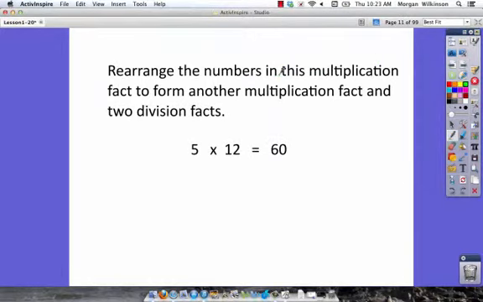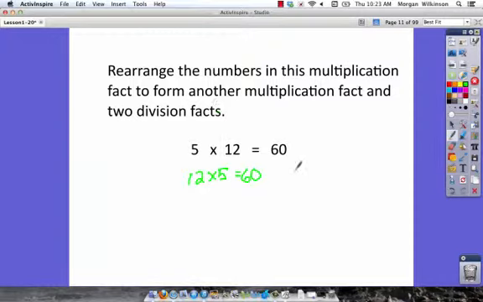All right. Rearrange the numbers in this multiplication fact to form another multiplication fact and 2 division facts. So first, we make sure this is true. 5 times 12 equals 60. Yes, that is correct. Then we're going to rearrange our factors. So the first one is going to be 12 times 5 is equal to 60. Commutative property, order doesn't matter in multiplication. So we've got 12 times 5 equals 60. That's our other multiplication fact.